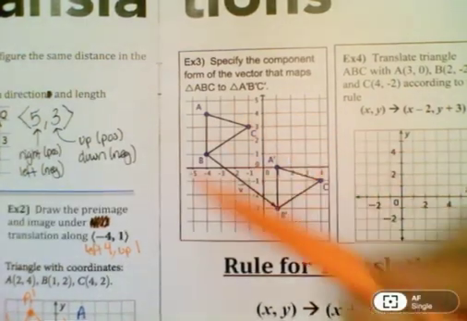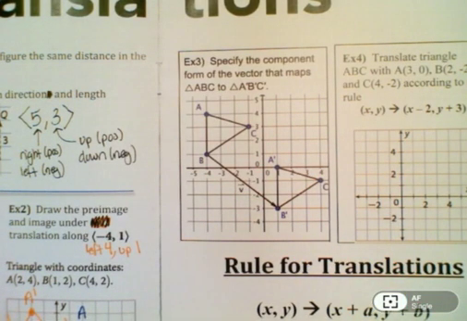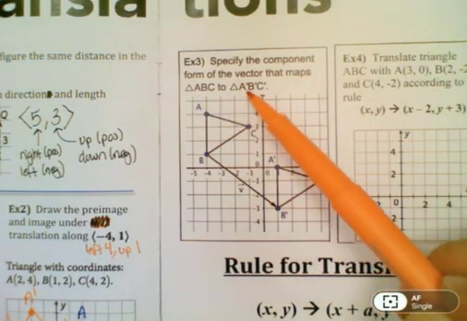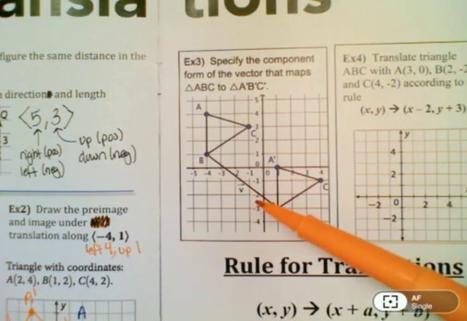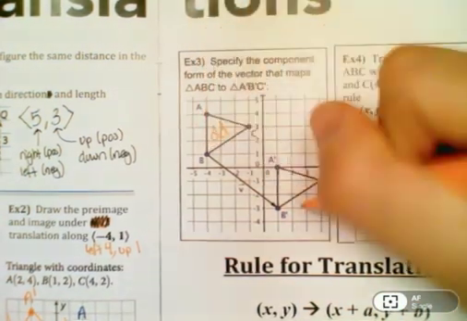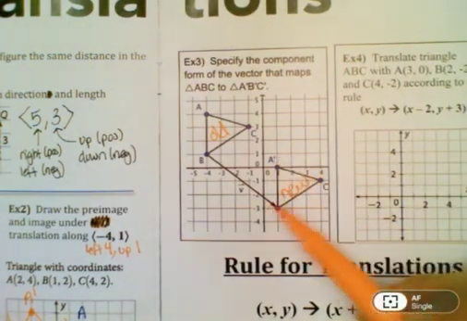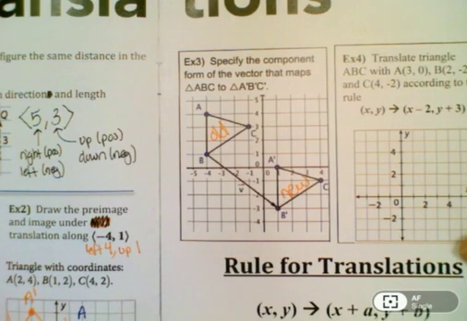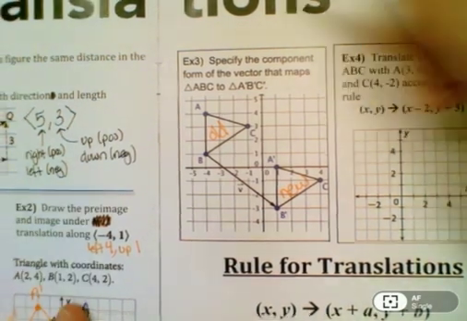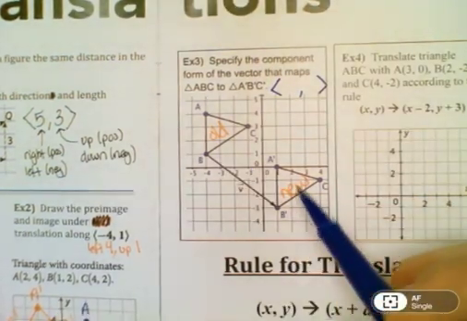This time the transformation is done for us, and it says specify the component form of the vector that maps triangle ABC to triangle A prime, B prime, C prime. So it's important to realize this is the old one and this is the new one. And I know this is the new one because the prime markings are there. And so it's wanting us to fill this information out, right? Like, what is the vector that got this to move here?